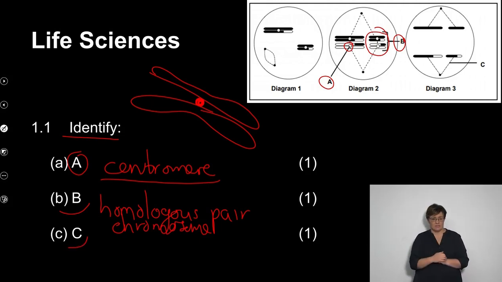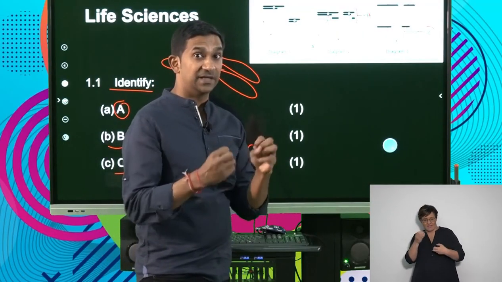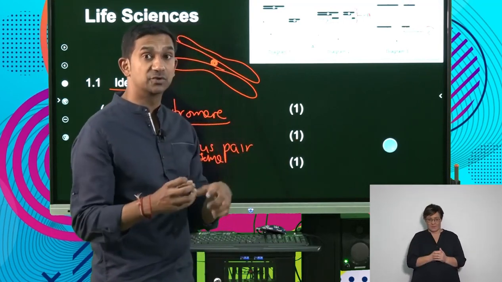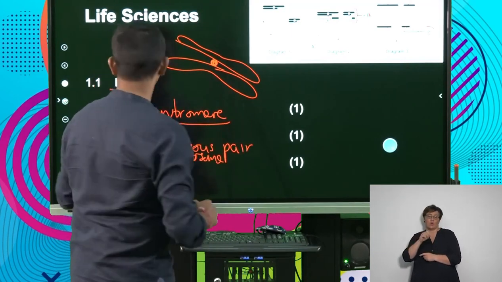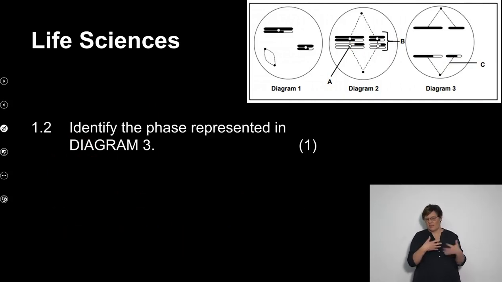Structure C. Guys, when we look at structure C, those are structures that are attached to the centromeres, and those structures are the spindle fibers that are produced from the centrioles during cell division, and they essentially control the movement of the chromatids or the chromosomes in the cytoplasm, in the nucleoplasm during cell division. Right, so as I mentioned, spindle fibers or spindle threads that you can use to answer them.